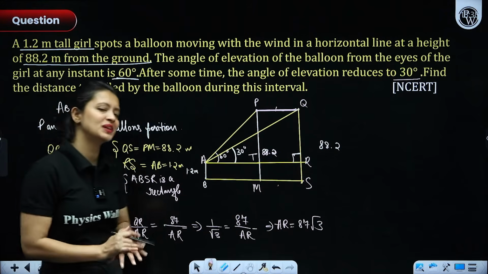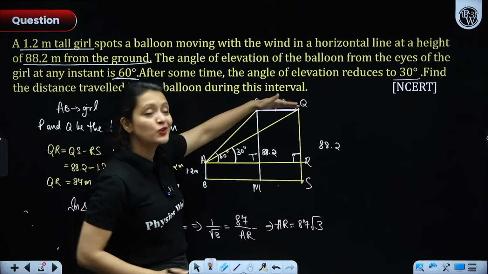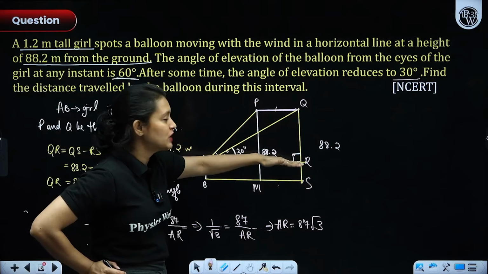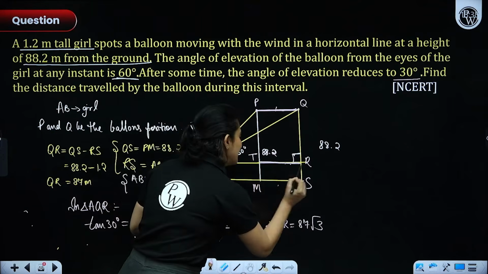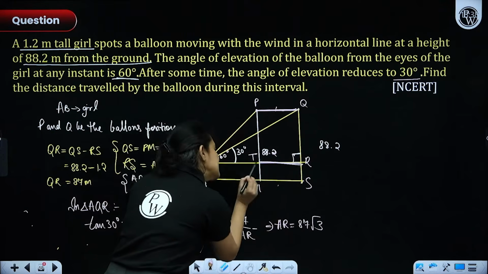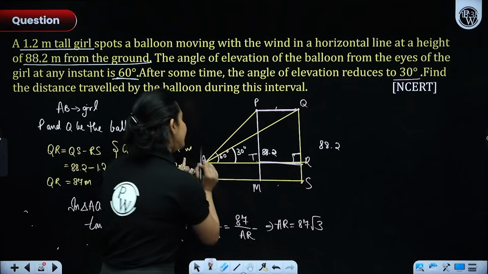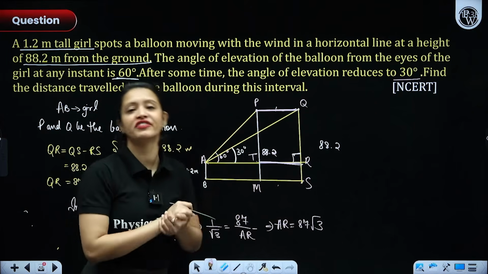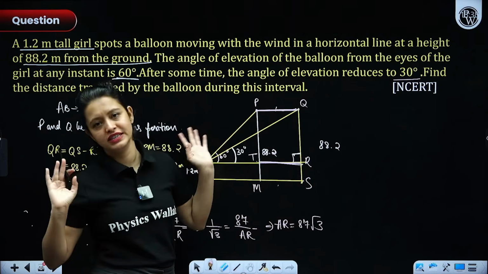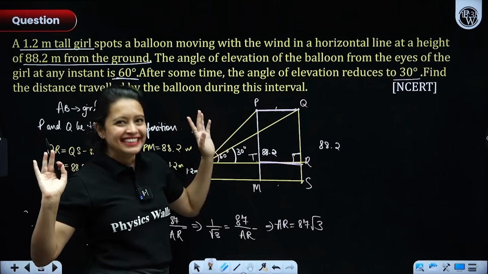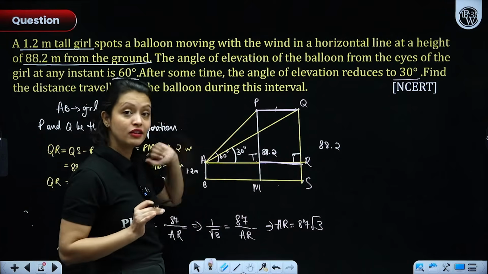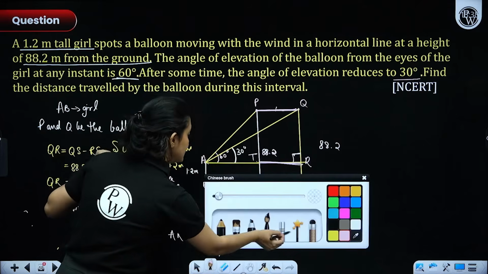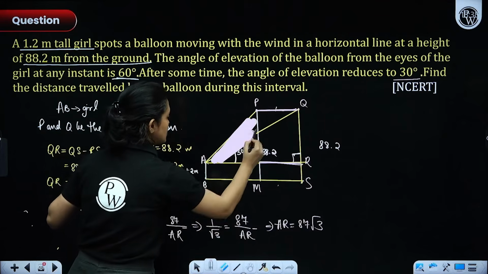Now, I hope you can see where I'm going. I had to figure out PQ. I told you that PQ is equal to TR. Now think about it. What is TR? TR is AR minus AT. So I figured out AR. Now I'll just figure out AT and subtract both of these. So next thing we have to figure out is AT. Which triangle will we take? We will take this triangle here.